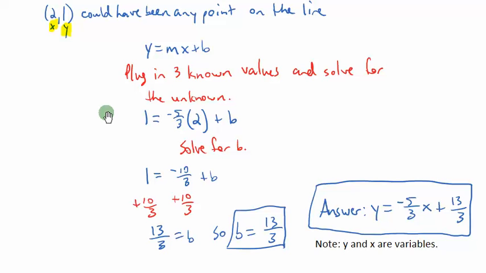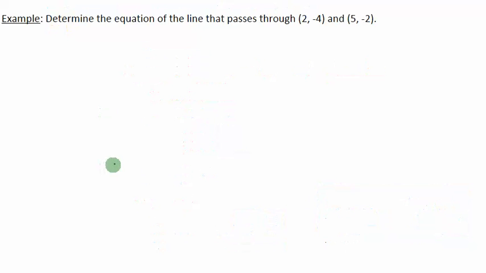So that example was a little more involved than the previous examples. Let's do one more. In this case, we want to find the equation of the line, and we only know 2 points on the line, (2, -4) and (5, -2).